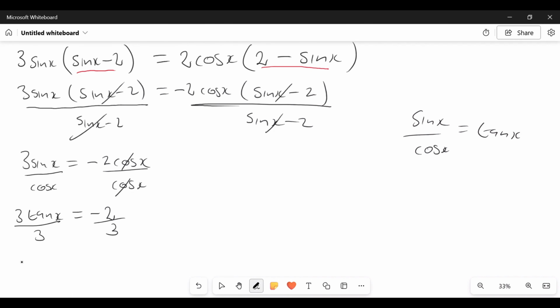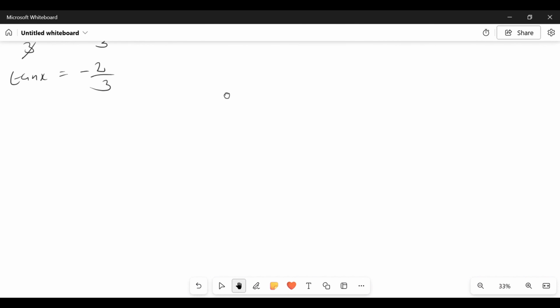So if we divide by 3 both sides, we have tan x equaling negative 2 over 3, because that 3 and that 3 are going to give us 1 multiplied by tan. So on the left hand side, we're left with tan x. On the right hand side, we're going to be left with negative 2 over 3. Now that we have this, we are able to calculate our x. So let's look at the answer there. As you can see, tan x is negative 2 over 3.